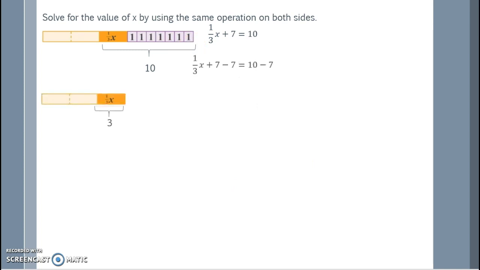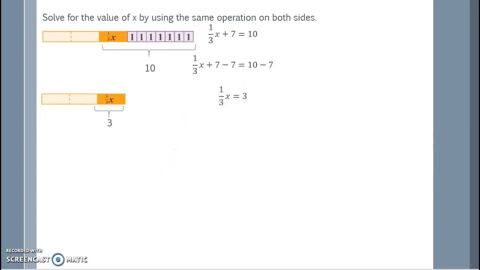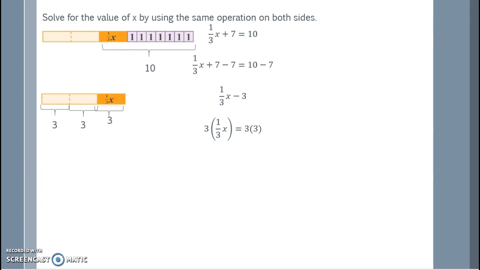Then what we can do is subtract 7 from both sides. So if we were to take this bar here and split it down and subtract 7 from both pieces, we end up with 1/3 of x equals 3. Okay, so then if we know that this part is 3, then each one of the remaining ones also must be 3. So therefore, 3 times 1/3 of an x equals 3 times 3, which is 9.